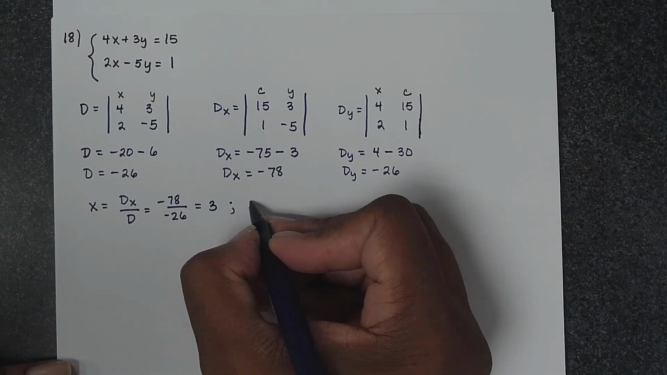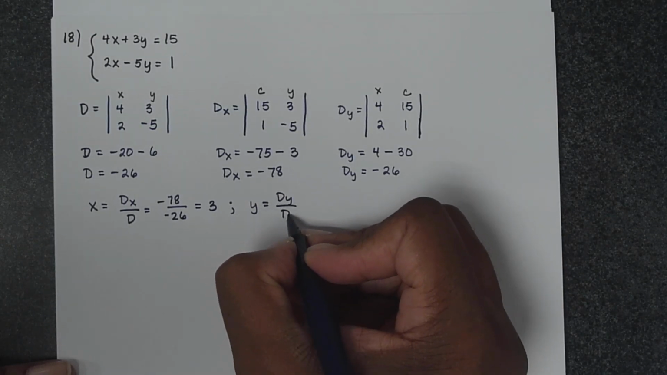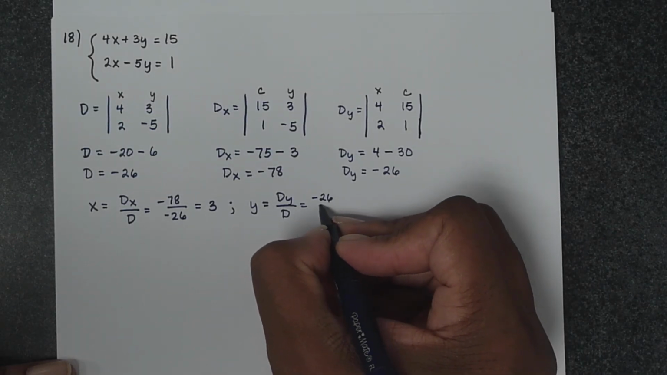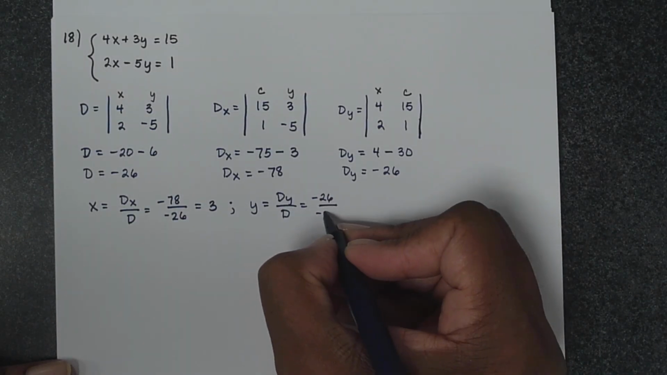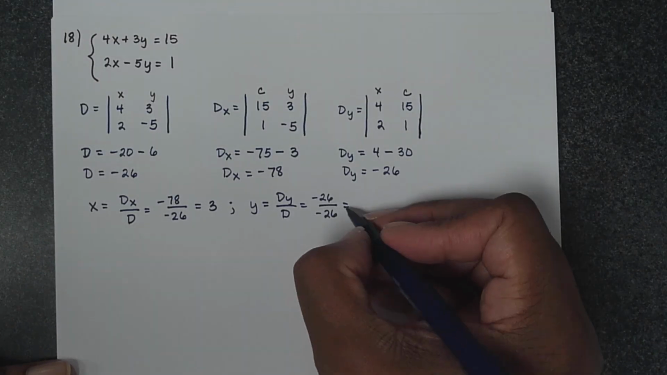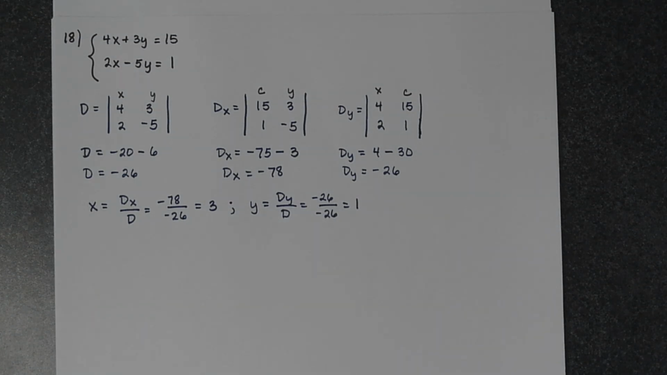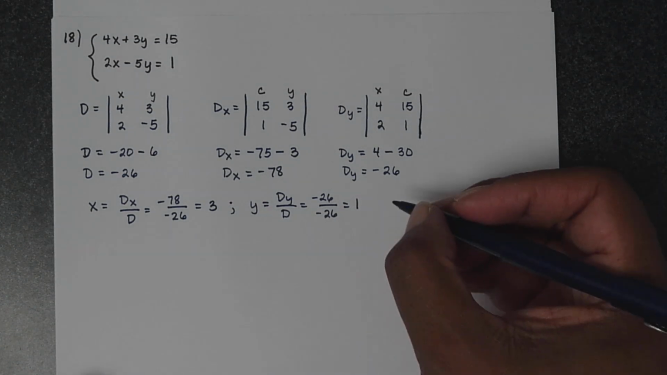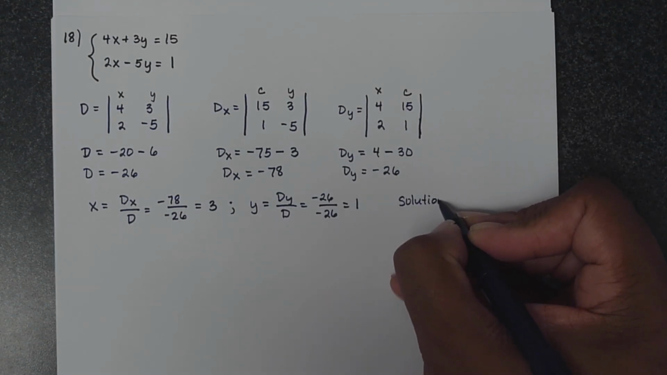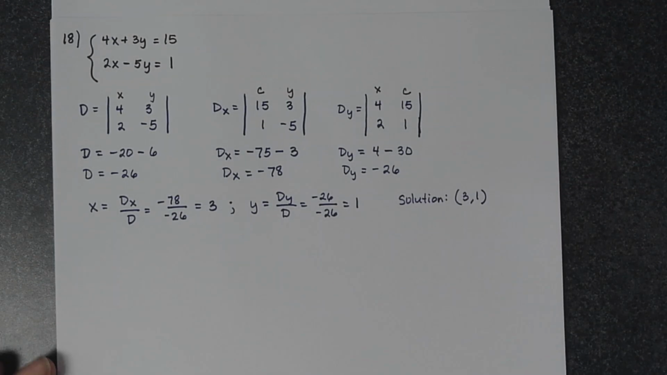And then for the y, that's D sub y divided by D. D sub y is negative 26. Your D, the determinant in the denominator, is negative 26. Negative 26 divided by negative 26 will be positive 1. So positive 1 would be your y coordinate here. So my ordered pair solution for this system of equations in 2 variables would be (3, 1).